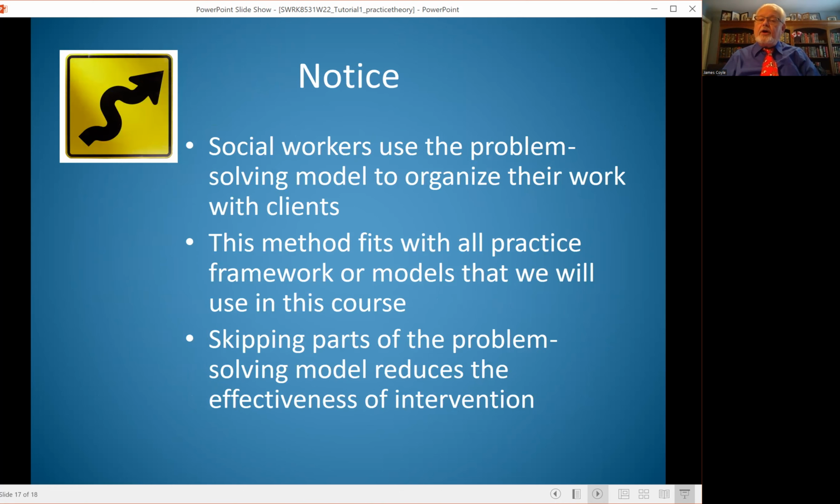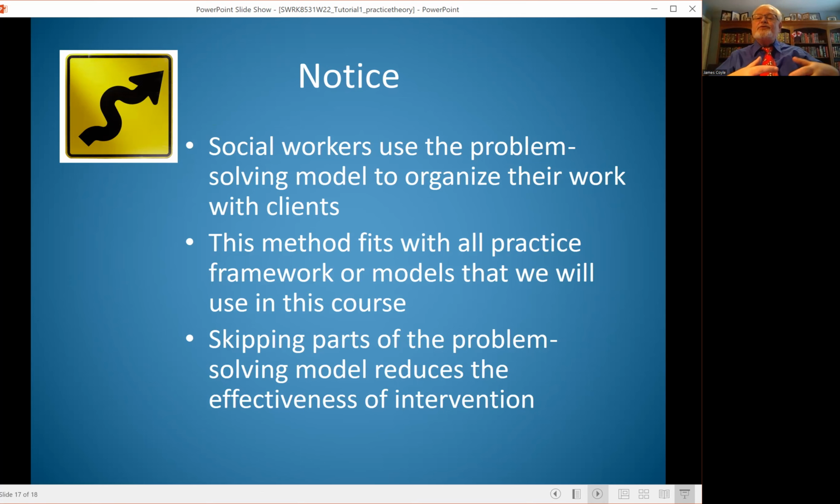It's important to note that social workers use the problem-solving method to organize their work with clients, and this fits with every practice model that we're going to talk about in this course. Skipping parts of the problem-solving model can reduce the effectiveness of intervention. So, for example, if you decide that you don't need all that data collection, you may miss information that's going to be able to tell you whether the intervention that's being proposed is going to be the most effective intervention or not.